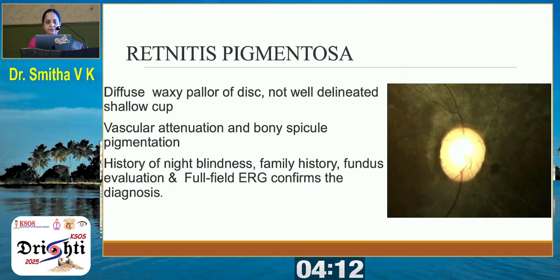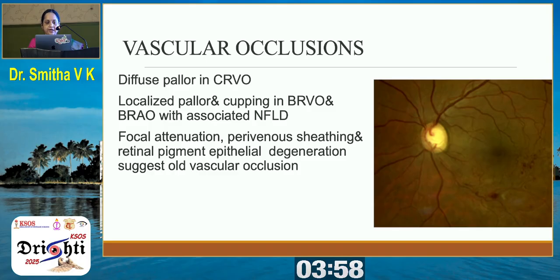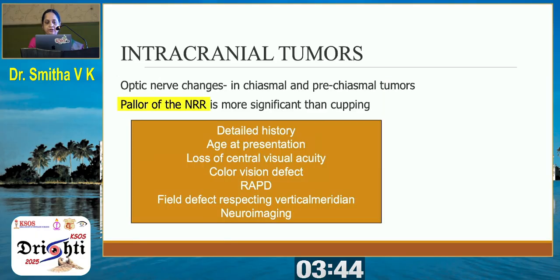In retinitis pigmentosa, there is diffuse waxy pallor of the disc and the cup is not well delineated, and there is vascular attenuation and bony spicule pigmentation. In CRVO, there is diffuse pallor of the disc, and in BRVO and BRAO, there will be localized pallor and cupping with associated nerve fiber layer defect. Intracranial tumors like chiasmal and pre-chiasmal tumors can have optic nerve changes. These include pituitary tumor, craniopharyngioma, optic nerve sheath meningioma, etc. Here, pallor of the rim is more than cupping.